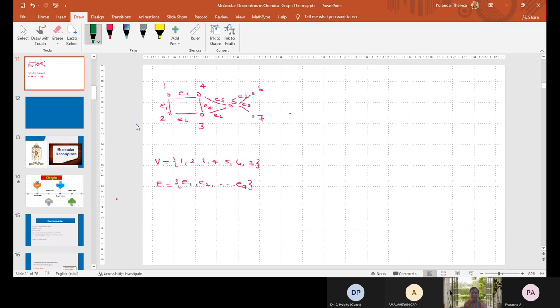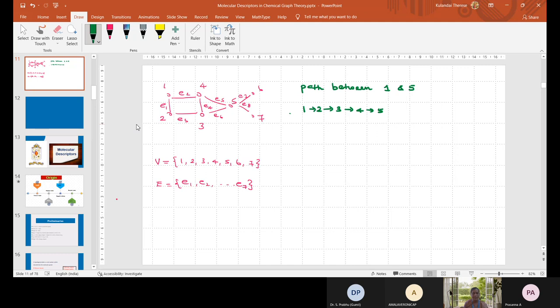What is the shortest path? The shortest path means, see, suppose you consider this chemical graph. Suppose you want to find the path between 1 and 5. Path between the vertices or the atoms between 1 and 5. We have to calculate, what are the paths? Suppose you can go from 1 to 2 and 2 to 3 and 3 to 4 and again 4 to 5.